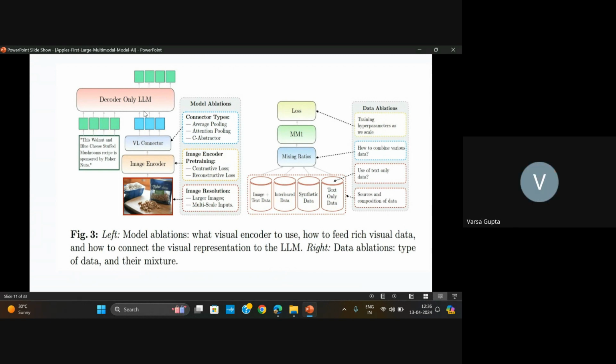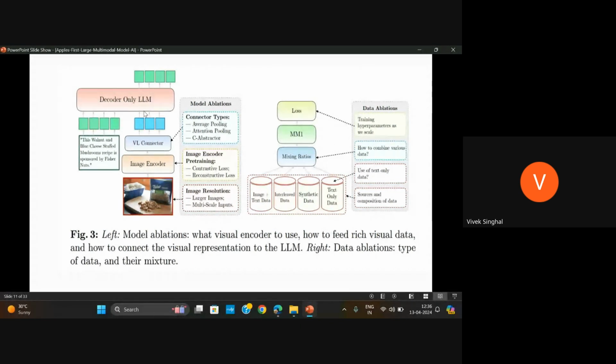Sorry, I can't hear you. Could you repeat once? There may be a mathematical formula, because this presentation is based on the MM1 research paper by Apple researchers. So in the paper, we can possibly find the mathematical formulas for each of these functions.